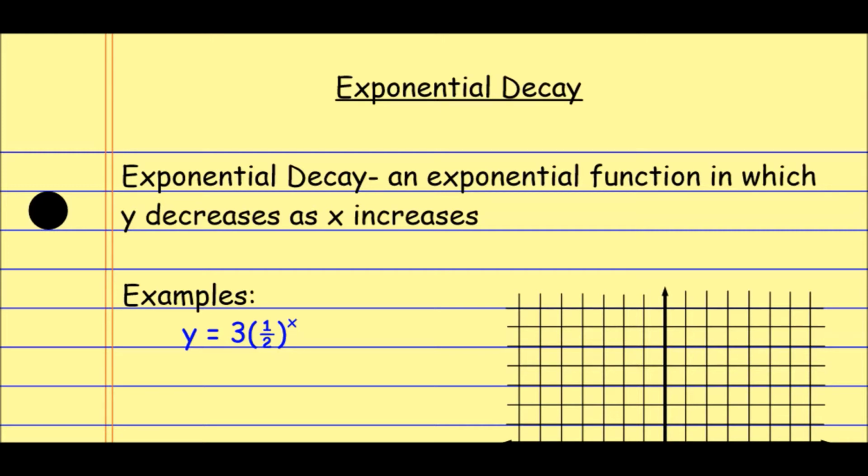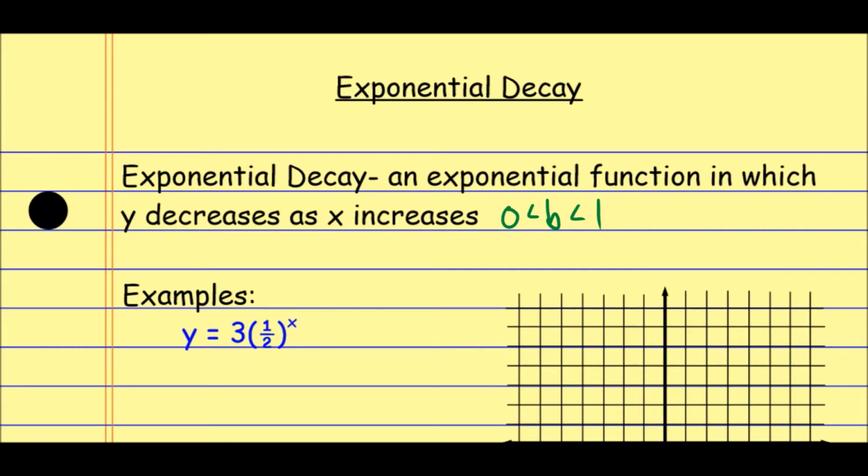Okay, we can also determine if it's exponential decay based on the b value. Remember, for growth is when the b value is greater than 1. But if we have a b value that's between 0 and 1, so bigger than 0 but smaller than 1, a proper fraction in between there somewhere, then we're going to have exponential decay. And again, it's that idea that we're decreasing by a certain amount. Well, decreasing by a percentage, as we'll get to later, creates a value that's between 0 and 1.